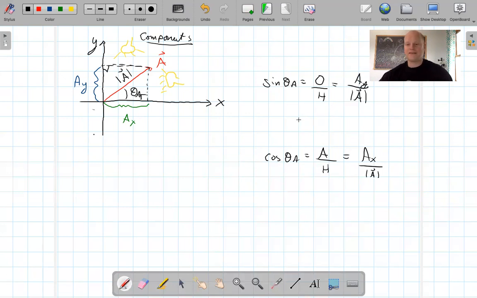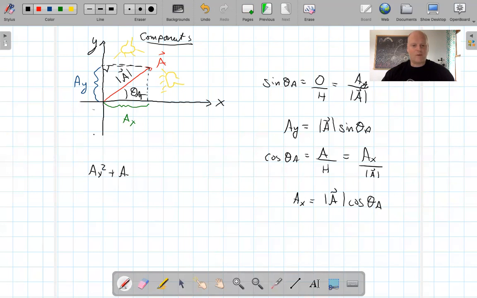So from here, we can see that, according to this angle, and remember we have to be careful of our angles, the y component is equal to the magnitude of vector A times sine of the angle of the vector, and A_x is simply equal to the magnitude of vector A times cosine of that angle. And again, notice here, if I take A_x squared plus A_y squared and square root it, that's exactly equal to the magnitude of the vector. So the magnitude of the vector is the square root of the x component squared plus the y component squared, again based off that trig that we talked about before.